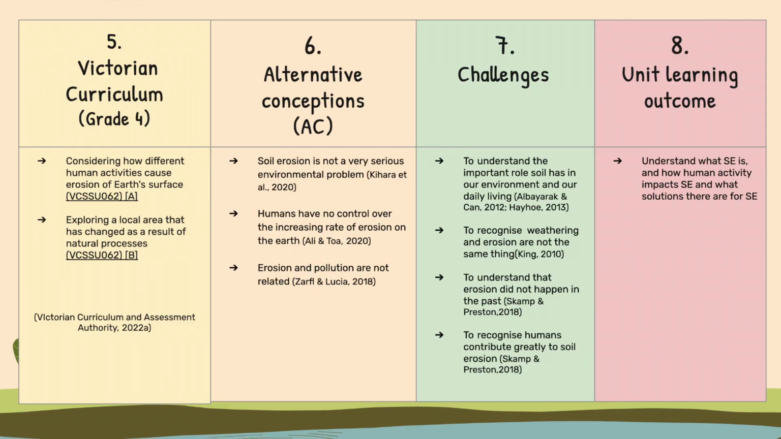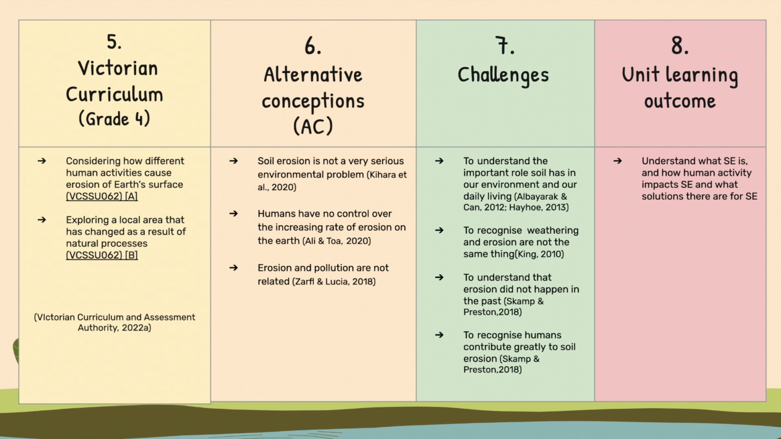The sequence of lessons is focused on Year 4 students. Using the VIC curriculum, we have chosen activities based on these two content descriptors under Earth and Space Science. Some alternative conceptions we think students may have prior to the sequence of lessons are that soil erosion is not a serious environmental problem, and that humans have no control over the rate of erosion. These conceptions may act as a barrier to students' learning.